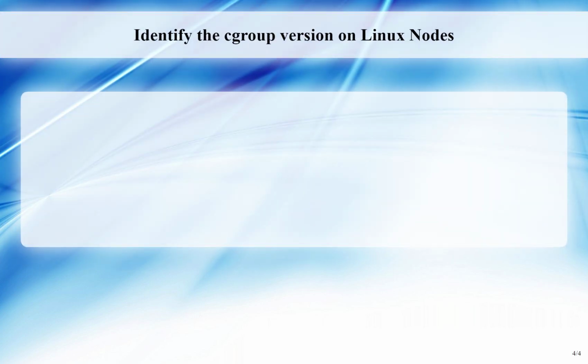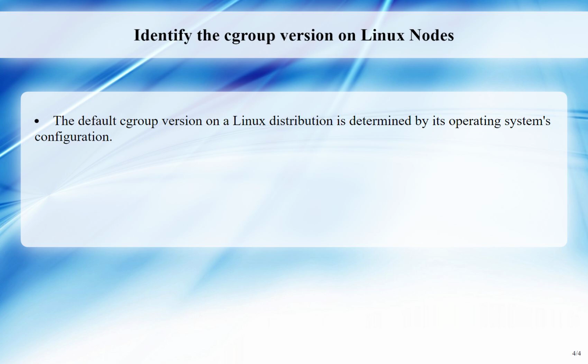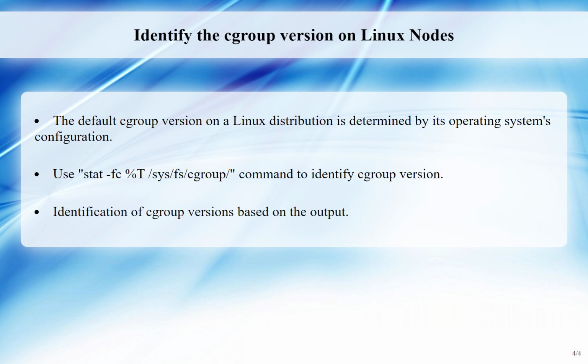Identify the cgroup version on Linux nodes. The cgroup version in use on a Linux distribution is determined by the default configuration of the operating system. To identify the cgroup version on your distribution, run the stat -fc %T /sys/fs/cgroup/ command. If the output is cgroup2fs, it is cgroup v2, and if the output is tmpfs, it is cgroup v1.